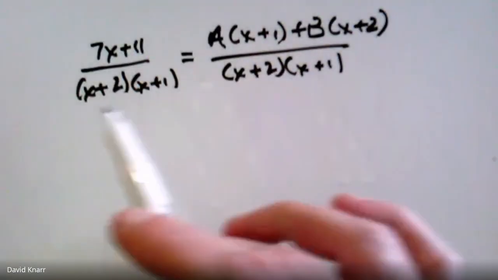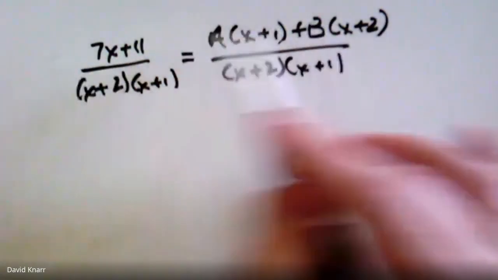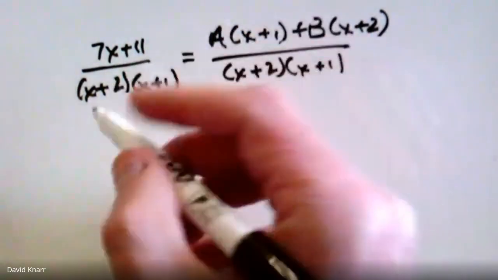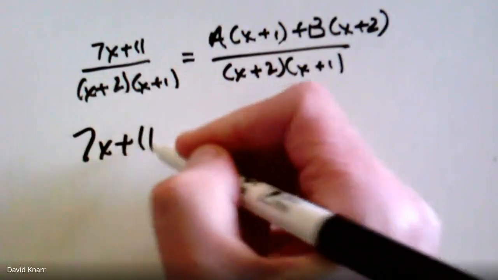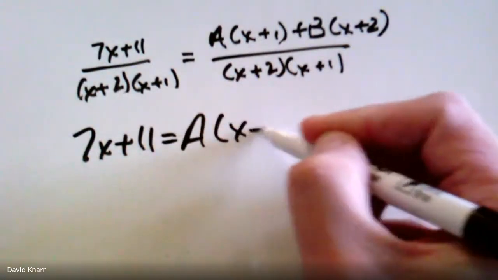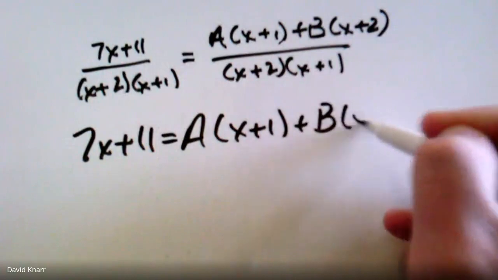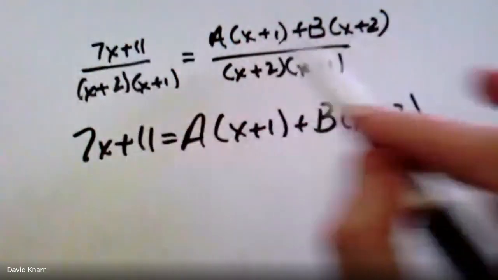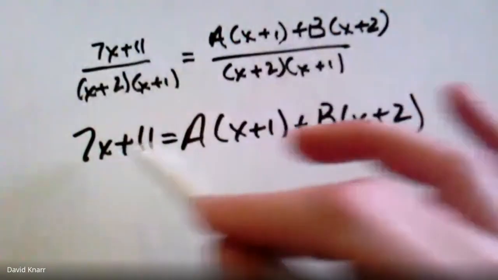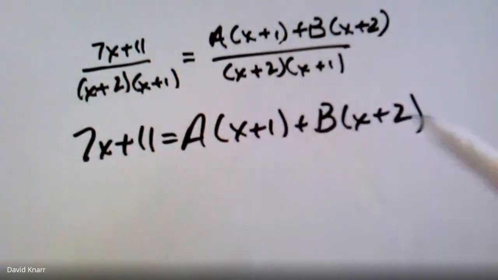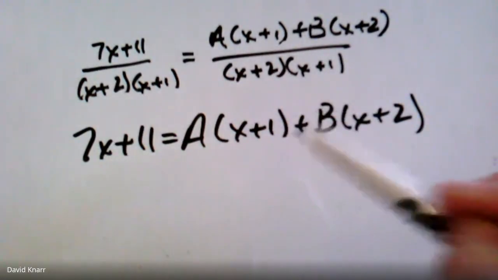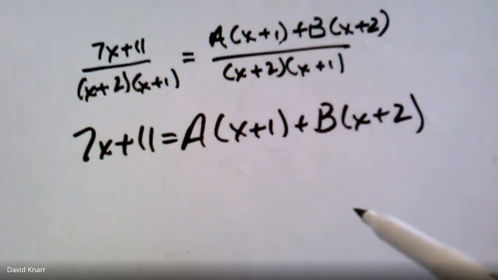Okay, so the denominators are all the same, right? They're exactly the same already. The numerators are not. But you know that the two numerators should be equal to each other to make this work. So 7x plus 11 has to equal a, x plus 1, plus b, x plus 2. The whole numerator has to equal itself. Both numerators have to be equal to each other. Now, what do you want to know? You really want to know a and b, because if you know a and b, you know the two fractions.